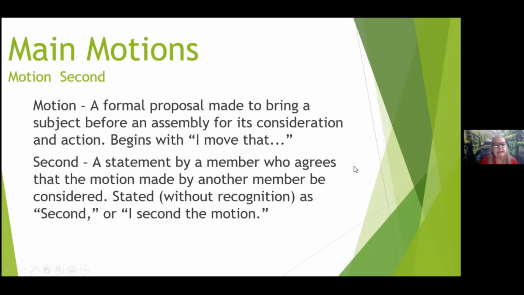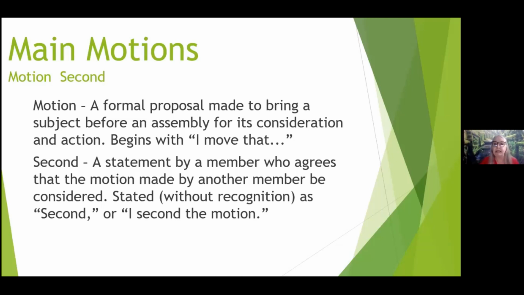A second is a statement by any member who agrees, and they just say second. If we were in an official situation, they don't have to stand up or anything. They don't have to be recognized, and it does not go into the minutes. It used to put in the minutes who seconded it. It's not in the minutes anymore. It's simply, it was moved by Mary Barker that I move that we move $500 from this account to that account, period, seconded. That's what goes in the minutes.